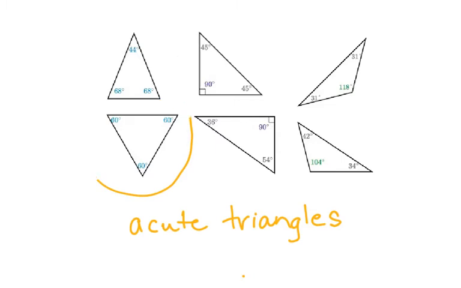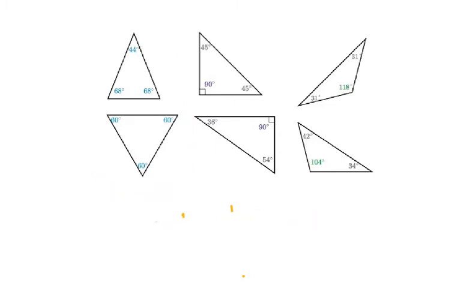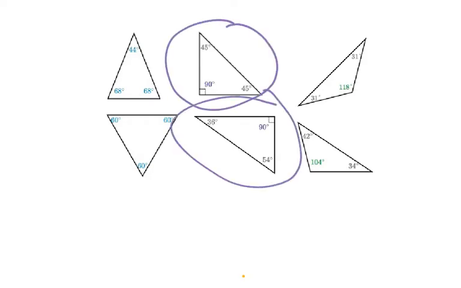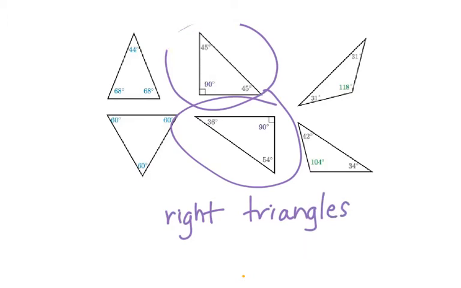The next ones I want you to practice is, would you touch the triangles that are right triangles, meaning that they have just one angle that measures exactly 90 degrees. There should be 2 of them. Did you touch this one and did you touch this one? These are right triangles because each one has one angle that measures exactly 90 degrees.